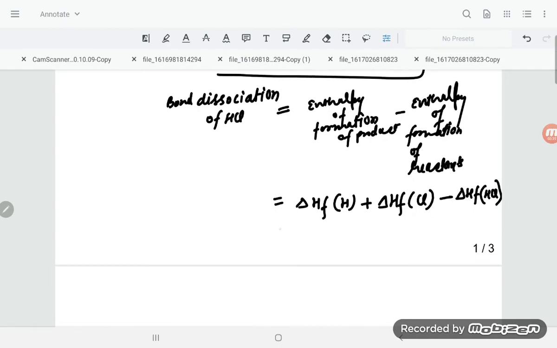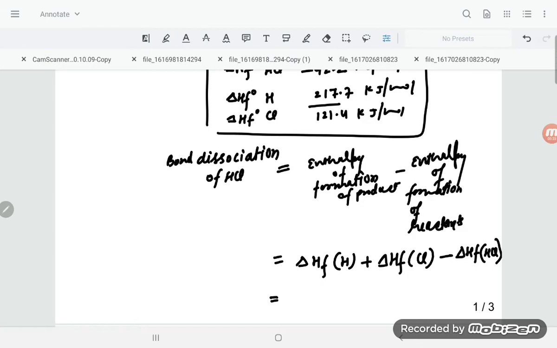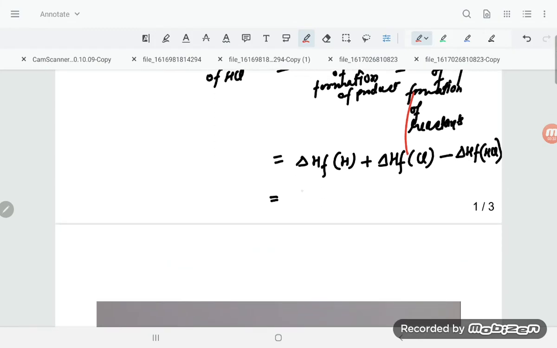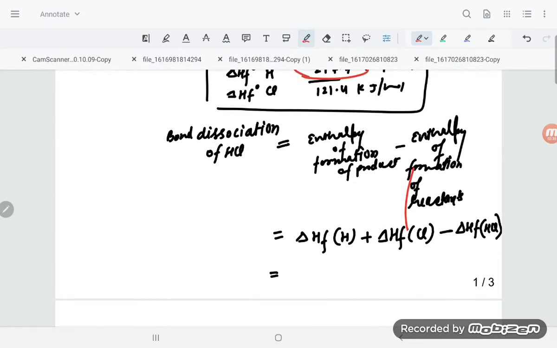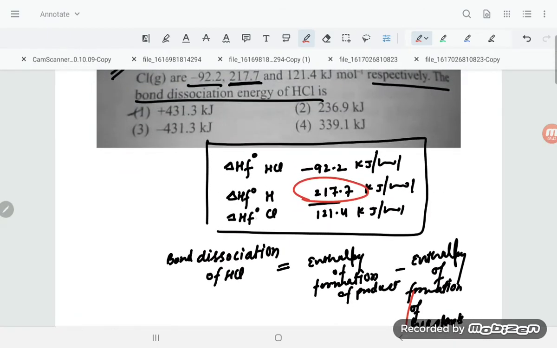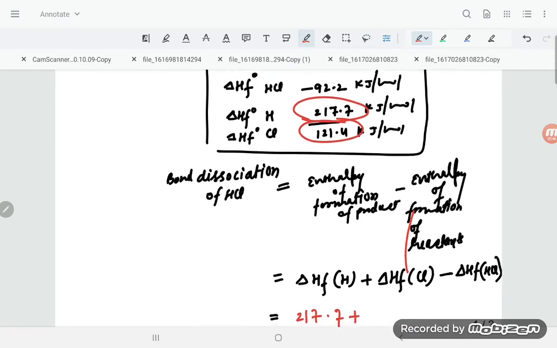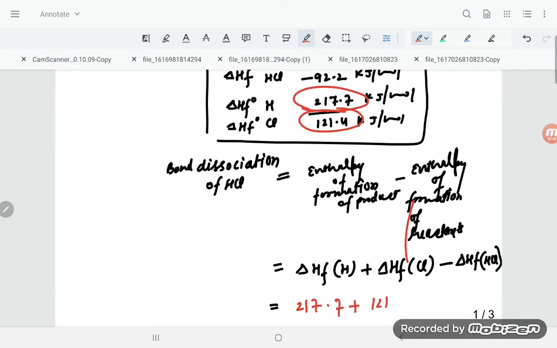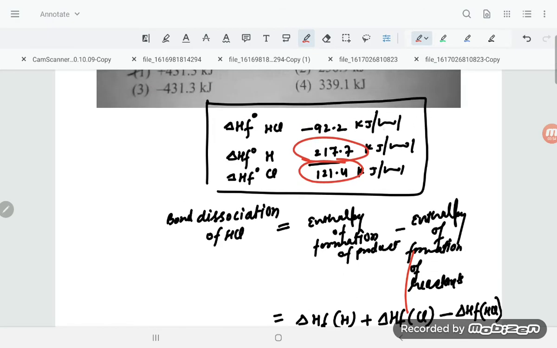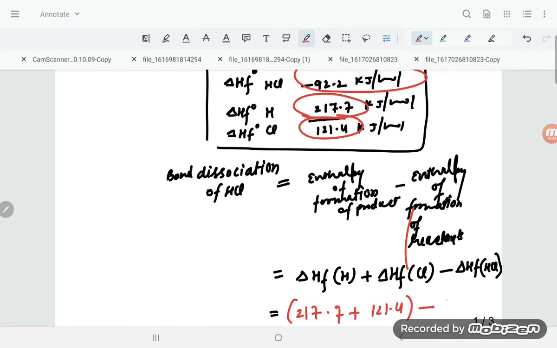Now dear students, what we can do here: delta H_f of hydrogen, you can see how much is given, 217.7. So I am writing here hydrogen 217.7 plus chlorine, how much is given, students? Delta H_f of chlorine, 121.4. So it will come 121.4, right? You add it out, minus HCl, that is minus in bracket minus 92.2.